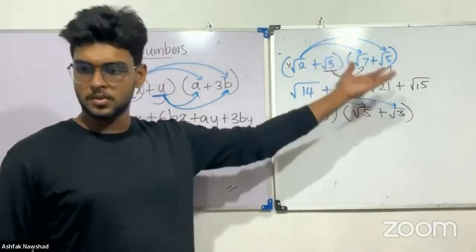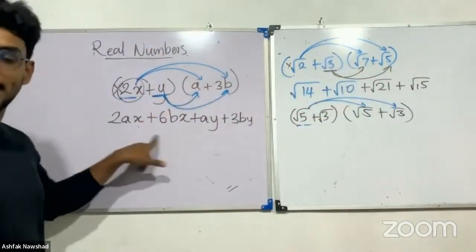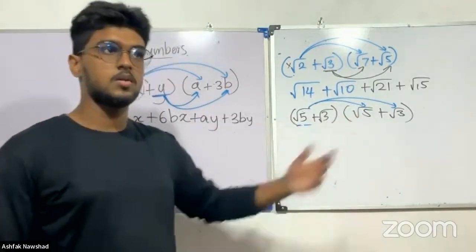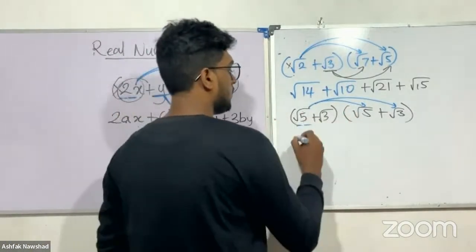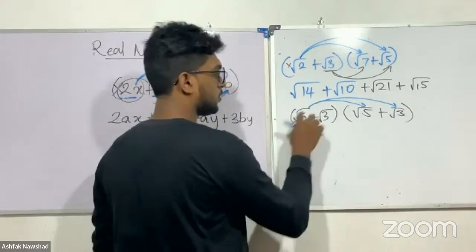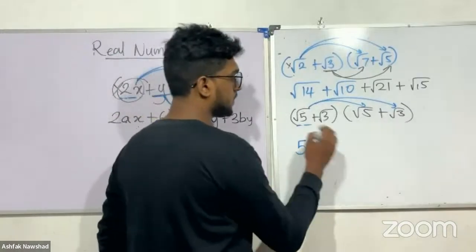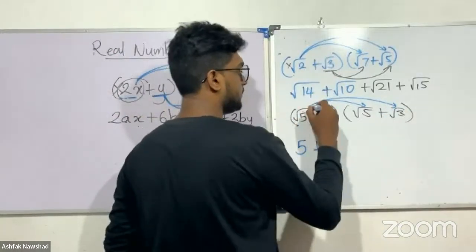Root 5 times root 5 is root 25, but we learned root a times root a is a. Right? So root 5 times root 5 is 5. The square root of 25 is 5. So now we don't have to write the square root anymore. Root 5 times root 5 is just the number 5. And then the next one, root 5 times root 3.